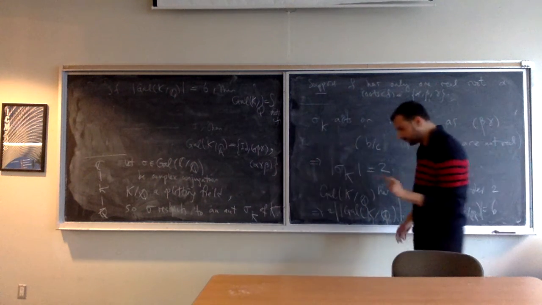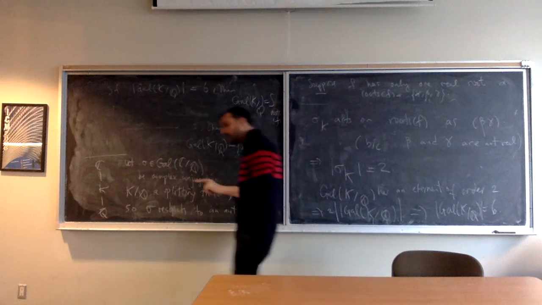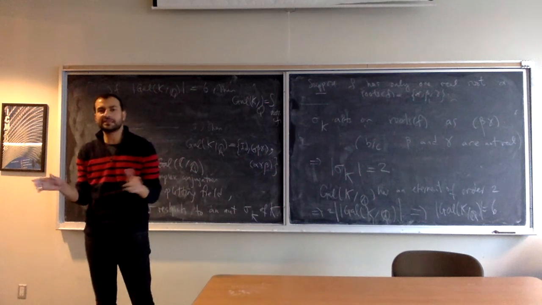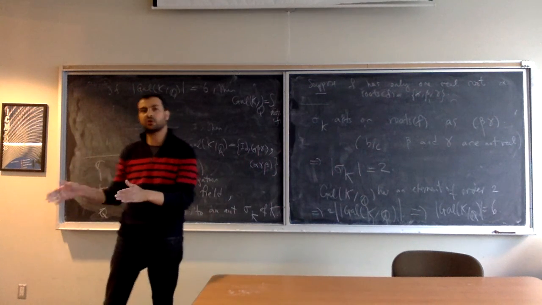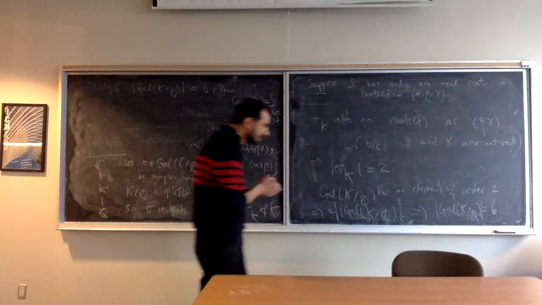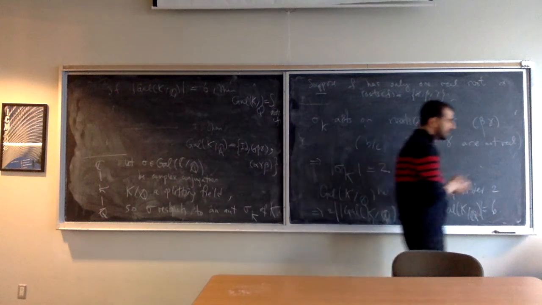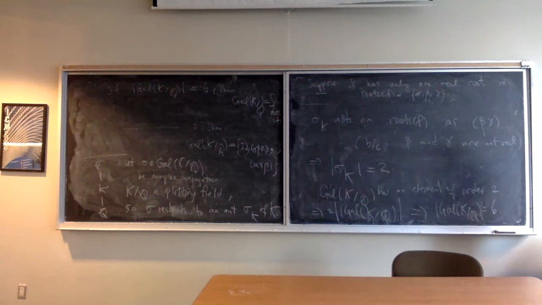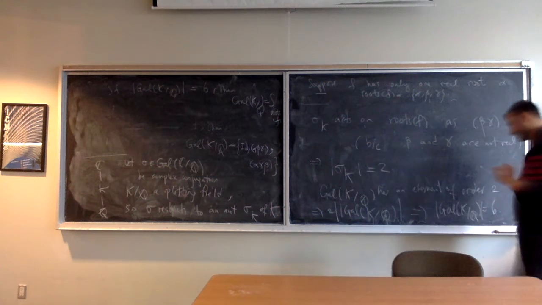If all three roots are real, the Galois group can have, it depends, 3 elements or 6 elements. Often it has 6 elements, but there are situations where the Galois group only has 3 elements.